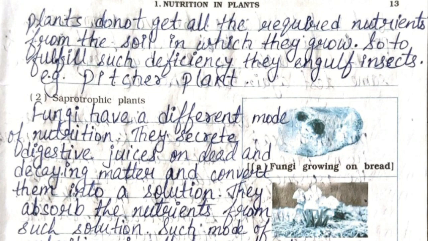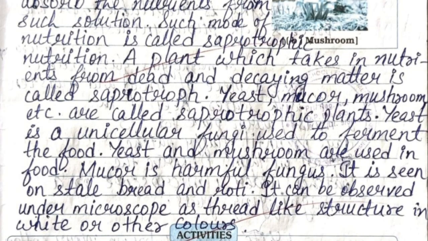Second one is saprotrophic plants. Fungi have a different mode of nutrition. They secrete digestive juices on dead and decaying matter and convert them into a solution. They absorb the nutrients from such solution. Such mode of nutrition is called saprotrophic nutrition. A plant which takes in nutrients from dead and decaying matter is called saprotroph. Yeast, mucor, mushroom, etc. are called saprotrophic plants.